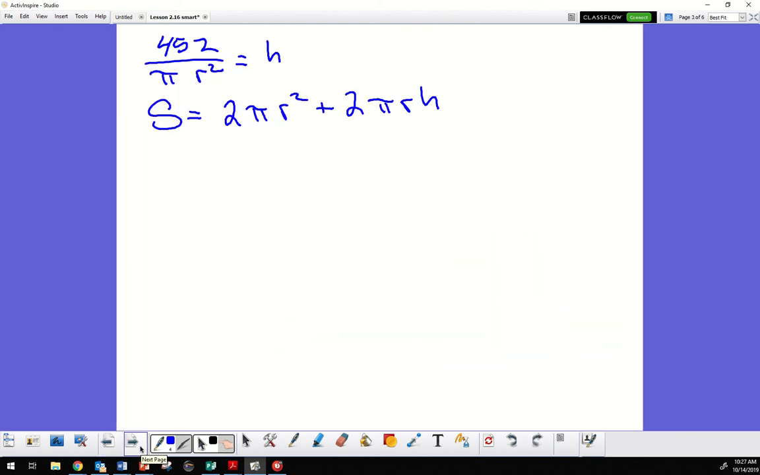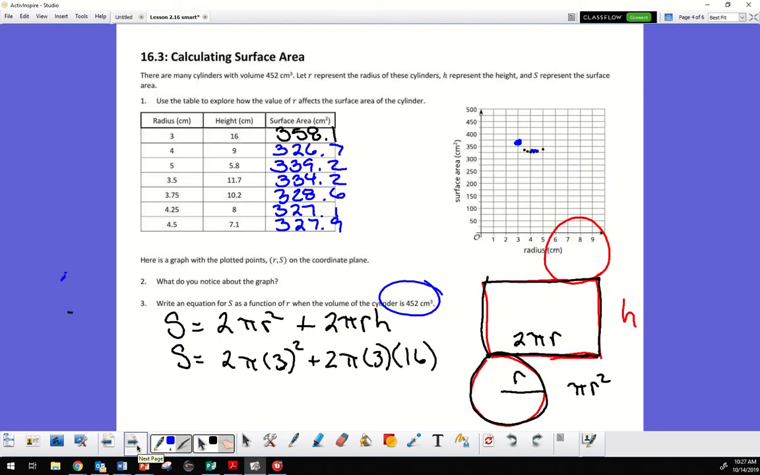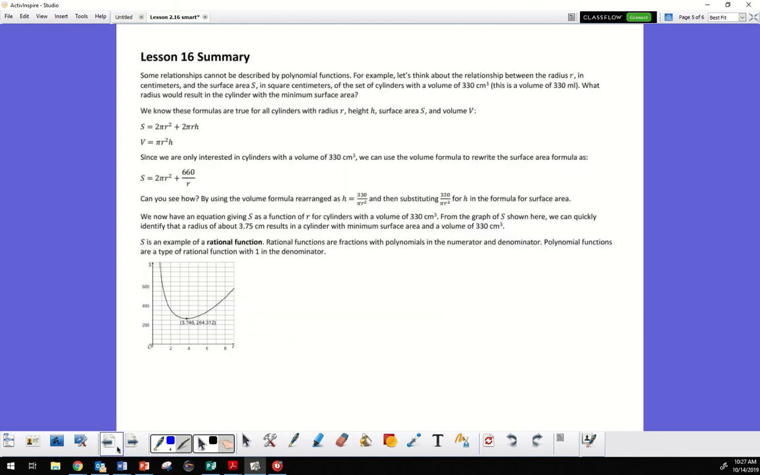I don't want h. So what can I replace h with? This one right here. I can replace s with all of this right here. Not s, I'm sorry, h. I can replace h with all of that. So that's what I'm going to do. It says right here, write an equation for s as a function of r when the volume of the cylinder is this. So I took that from there.